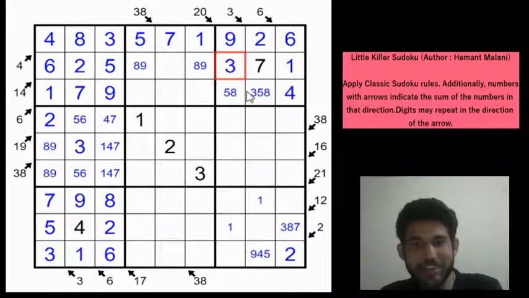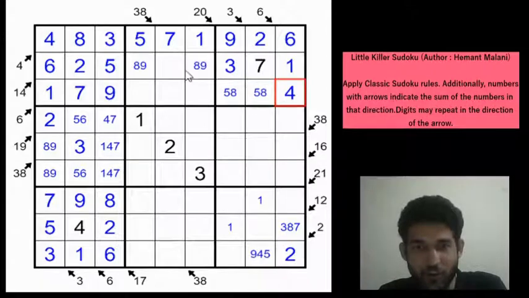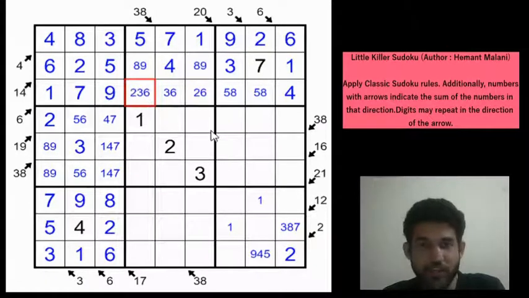So this will be a 3 and this must be a 5 or 8. Beautiful Sudoku, guys. Absolutely beautiful little killer. Amazing construction from Hemant. So this is a 4, which gives a 4 here. And these 3 cells must be 2, 3 and 6 in some order. Right? Which means this is 3, 6, this is 2, 6 and this is a 2, 3 or a 6.